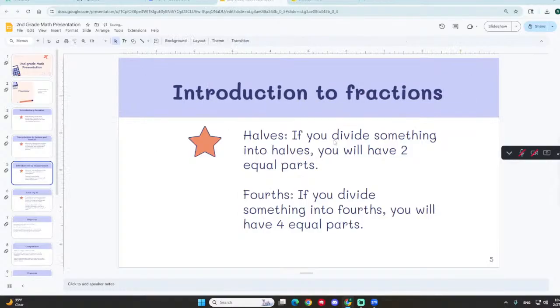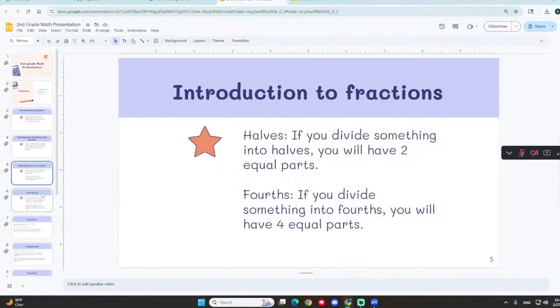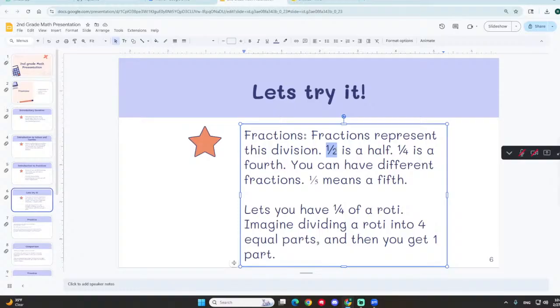So halves. If you divide something into halves, you'll have 2 equal parts. If you divide something into fourths, you'll have 4 equal parts. Let's try it. Fractions represent this division. 1/2 is a half. 1/4 is a fourth. So right here, 1/2 means a half. 1/4 here, that is a fourth.